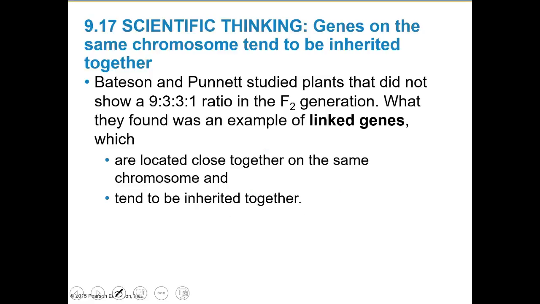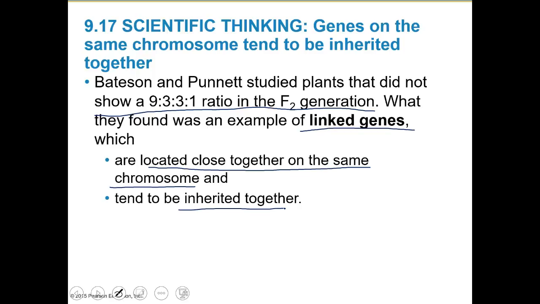So Bateson and Punnett studied plants that did not show a 9:3:3:1 ratio in the F2 generation. And what they found was that we have things called linked genes. So genes that are located close together and happen to be on the same chromosome will have to go together into the gamete because they sit on the same chromosome. So they do tend to be inherited together.